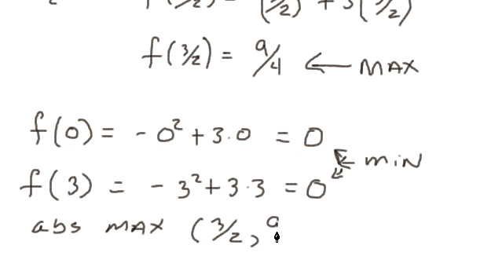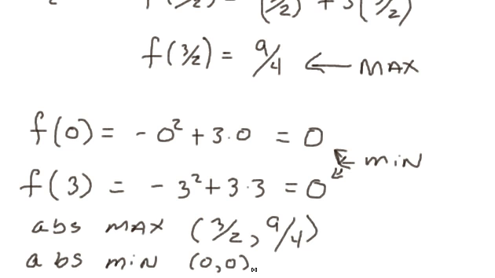Remember these numbers. I'm going to bring the graph up here in a minute so we can kind of look at this. And then the absolute minimum. And yes, there happens to be 2 of them. So we got 0, 0, and 3, 0. All right. Okay. Well, let's look at the graph.